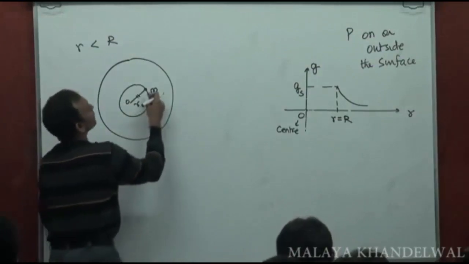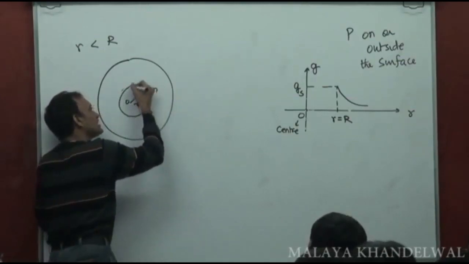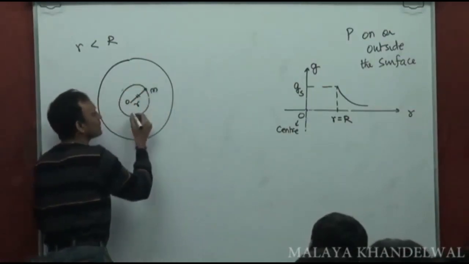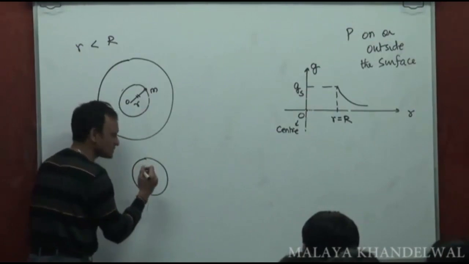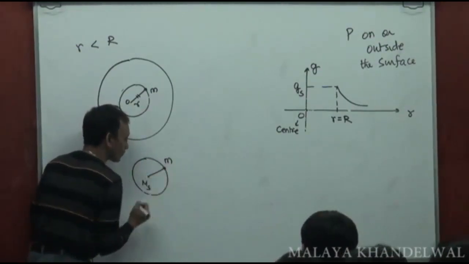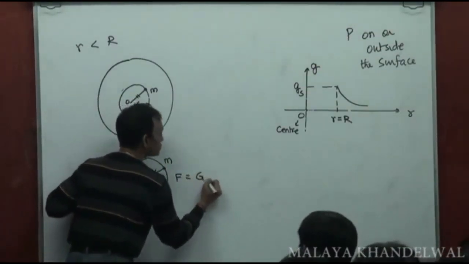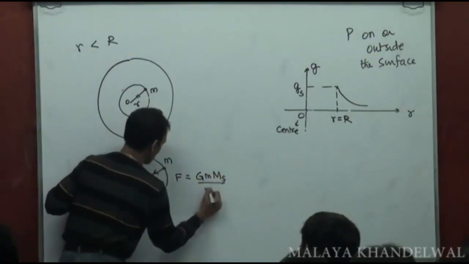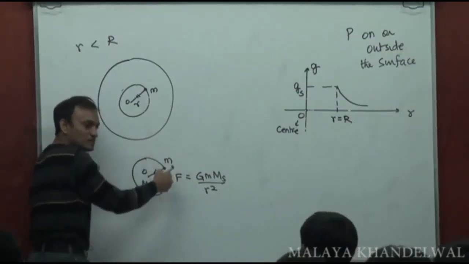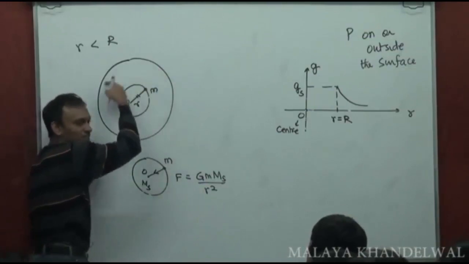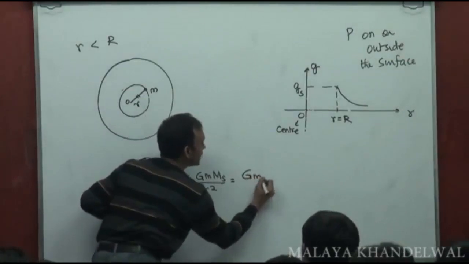Very clearly, this mass small m will experience a force towards the center only because of this inner mass, call it ms. It experiences a force towards O, which is G m ms by r squared, and the force that it experiences because of the mass outside is 0, right?